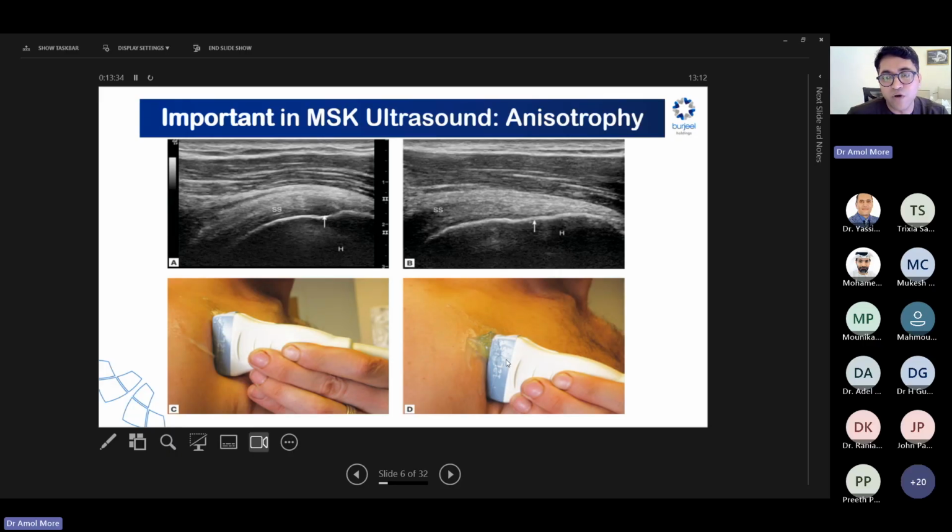However, when we toggle this probe with the heel-toe maneuver, you can see that the hypoechoic area vanishes, which is nothing but the anisotropy effect. And this can be misinterpreted as a tear in our routine practice. So you should know that there is a concept of anisotropy when we are doing our routine MSK ultrasound, so as to avoid misinterpretations.